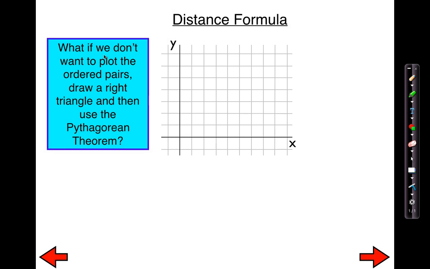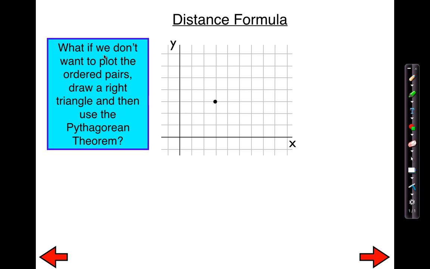So there's something called the distance formula. The distance formula is really nice if you don't want to plot ordered pairs because maybe you don't have graph paper handy, you don't have to draw your triangle and use Pythagorean theorem. So let's go ahead and take a look on what the distance formula actually is.